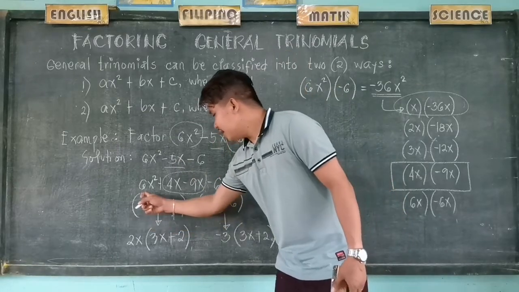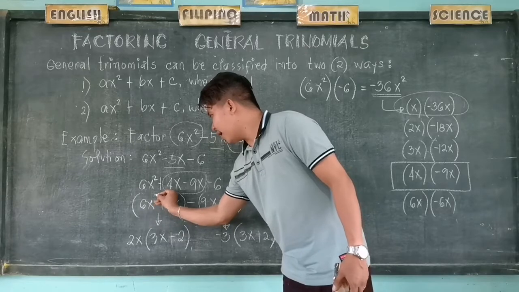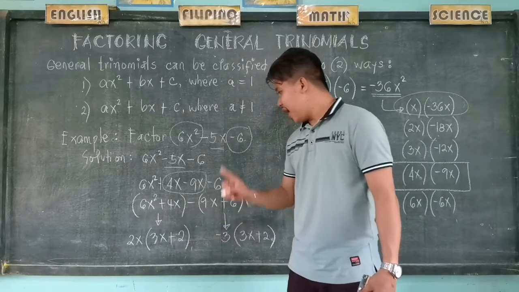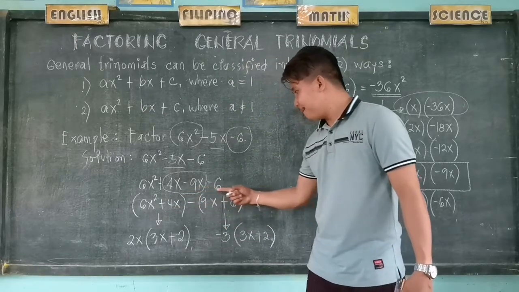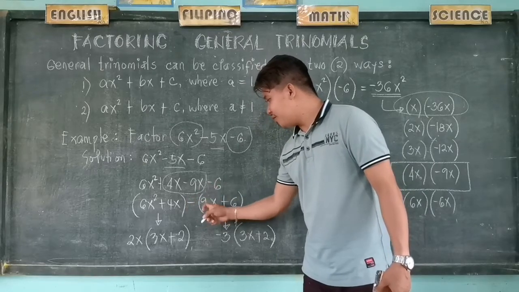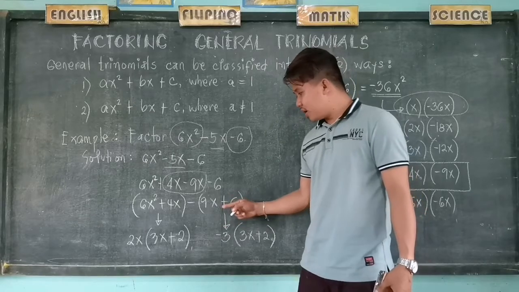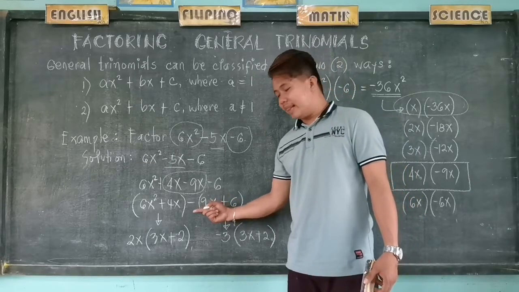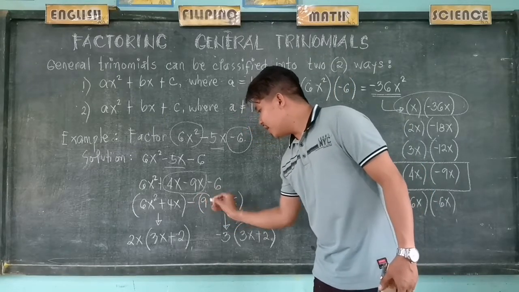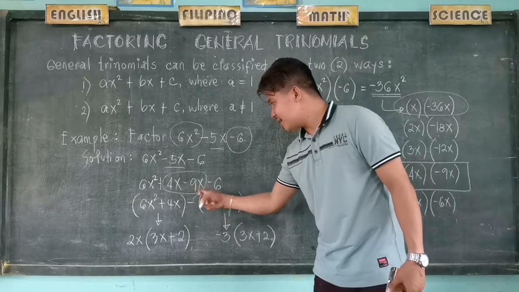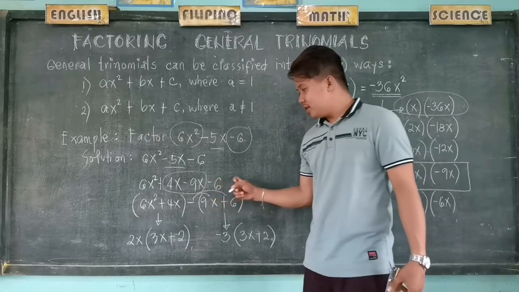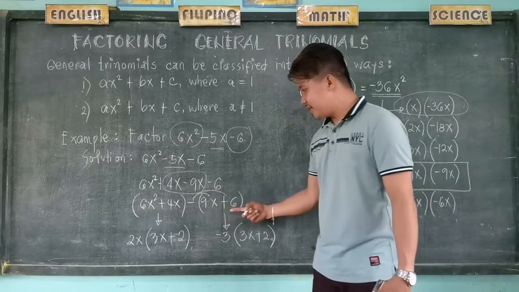So we will group 6x squared plus 4x, and then the other group is minus the quantity 9x plus 6. Why is it that it looks like that? Remember, if we distribute the negative in here, the result is negative 9x. Negative times 6 results in negative 6. That is why it looks like this.